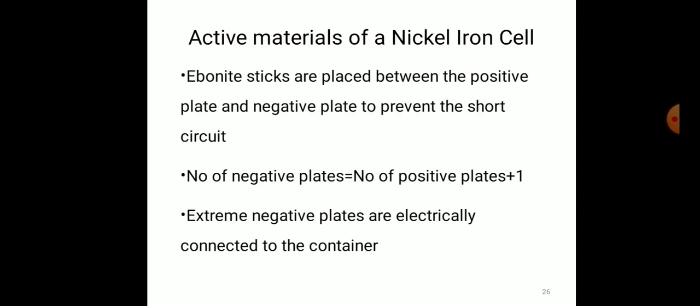The number of negative plates equals the number of positive plates plus 1. How many negative plates are we using? More than one positive plate should be used. The extreme negative plates are electrically connected to the container. Like this, we make the setup to run freely.